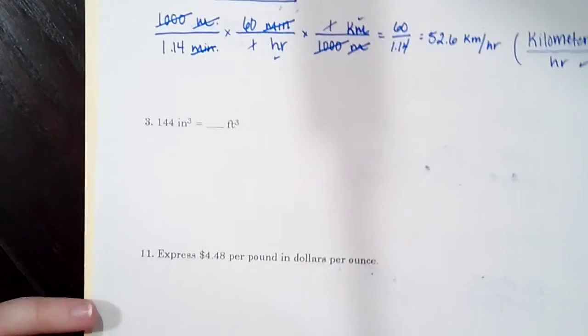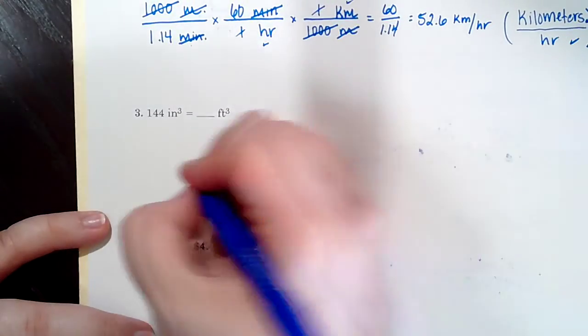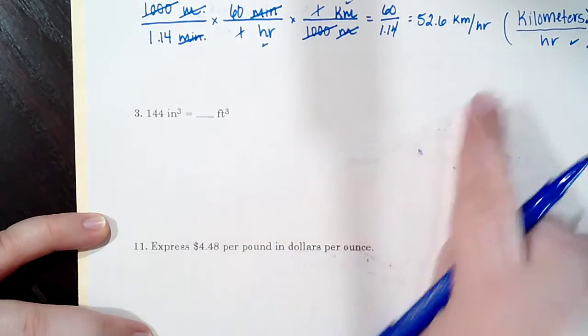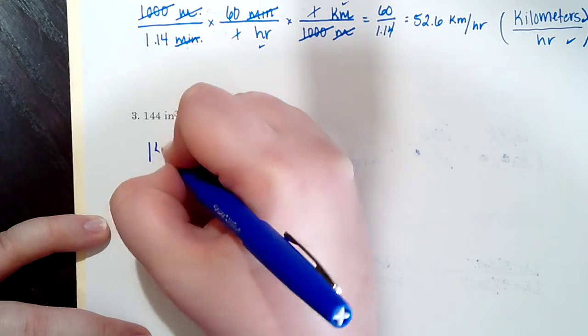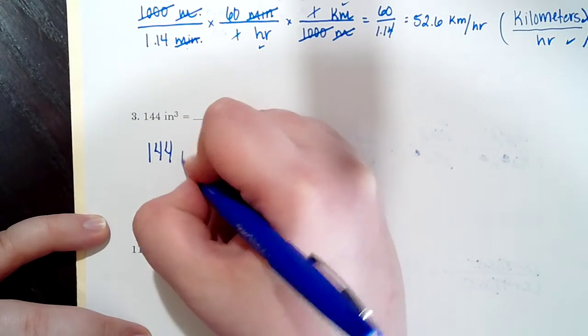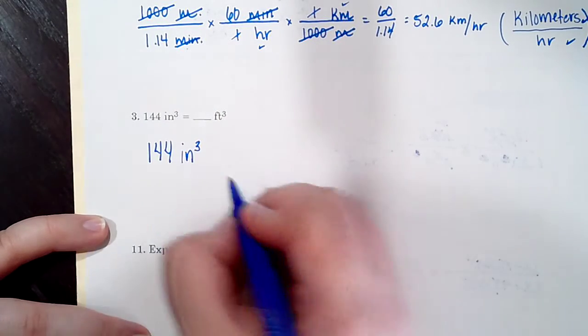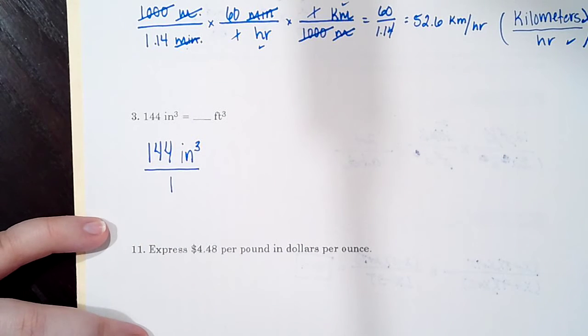Let's see another one. If I start off with 144 inches cubed and I want to go to feet cubed, I'm going to do the same thing. This one already gives me my starting and my ending, so I'm not going to rewrite it the same way I did the kilometers per hour example. I'm actually going to go right into 144 inches cubed, and then I'm going to say per 1. It doesn't give me a second unit, so if I need to write it as a fraction, I know any number can be written as itself divided by 1.